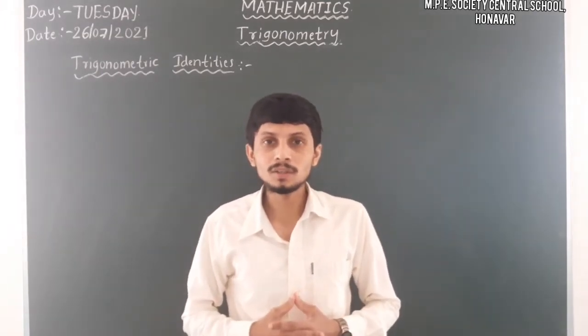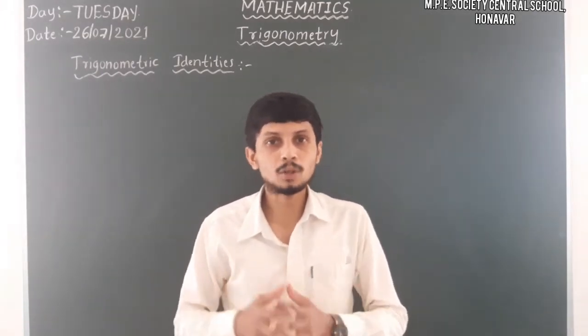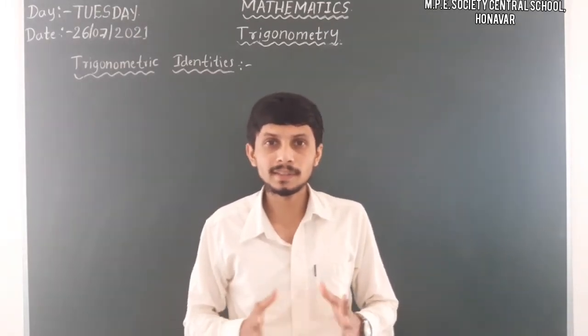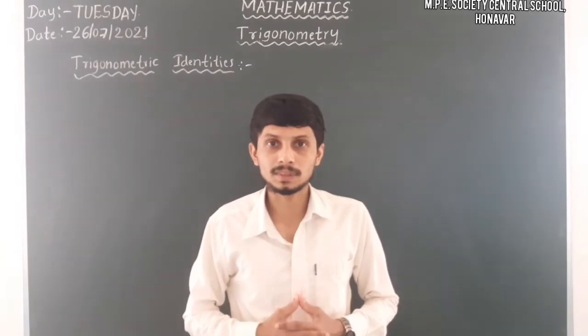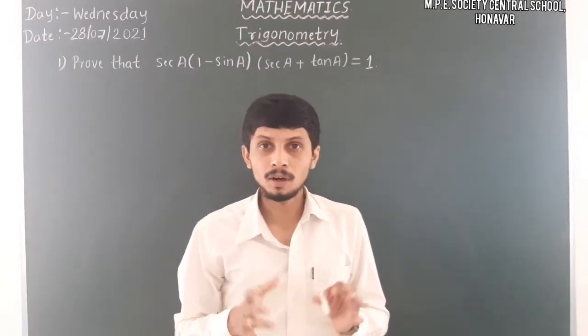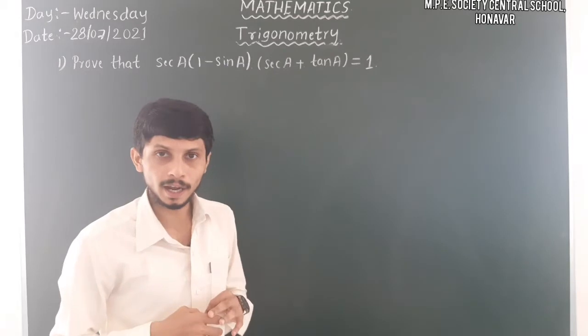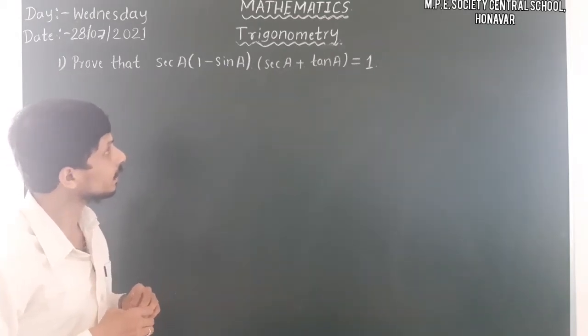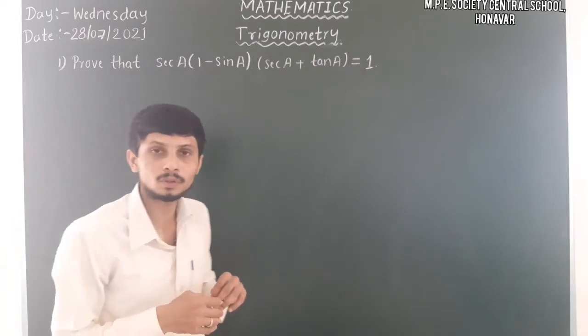So let us move on to the next part of problems. With the help of trigonometric identities, let us solve some more problems. Let's take the first problem of this video. Here just observe, we have to prove that secant a into 1 minus sin a into secant a plus tan a is equal to 1.